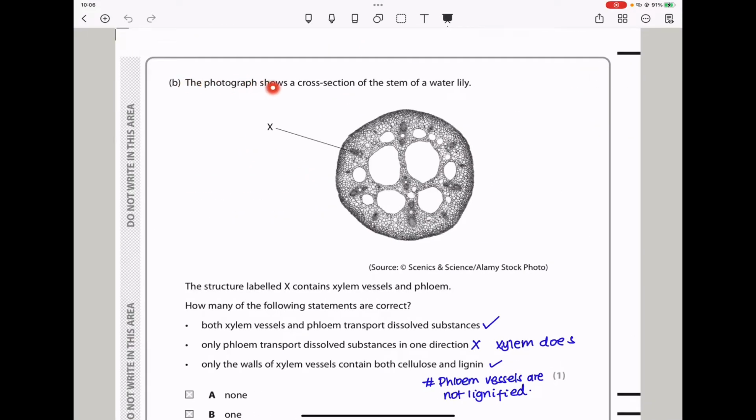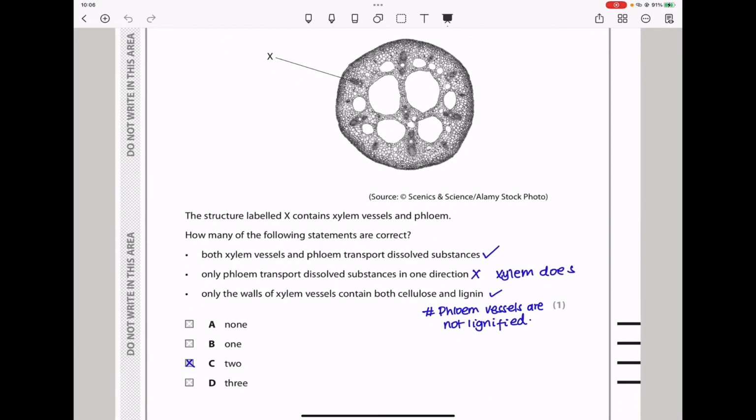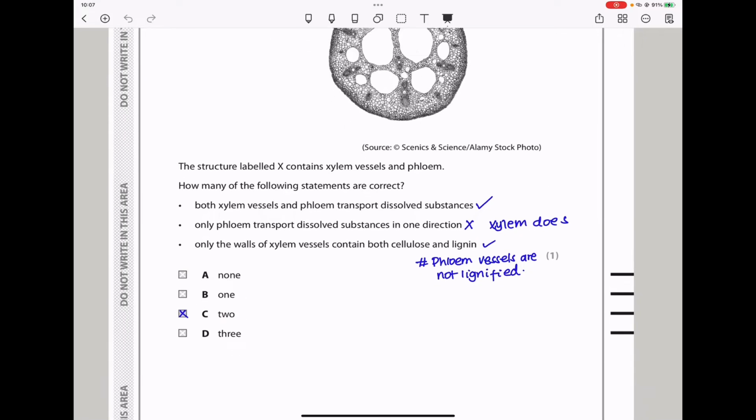Part B says the photograph shows a cross-section of the stem of a water lily. So they say the structure labeled X contains xylem vessels and phloem. How many of the following statements are correct? Both xylem vessels and phloem transport dissolved substances. That is correct. The xylem transports dissolved minerals, the phloem transports dissolved nutrients. And then only phloem transports dissolved substances in one direction. That is wrong. Only the walls of the xylem vessels contain both cellulose and lignin. That's true. So 2 correct things, and therefore the answer is going to be a C.